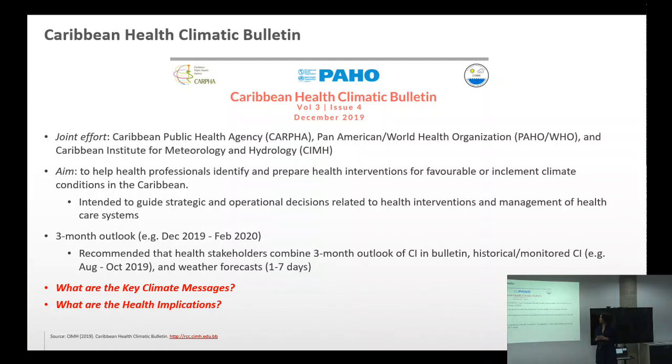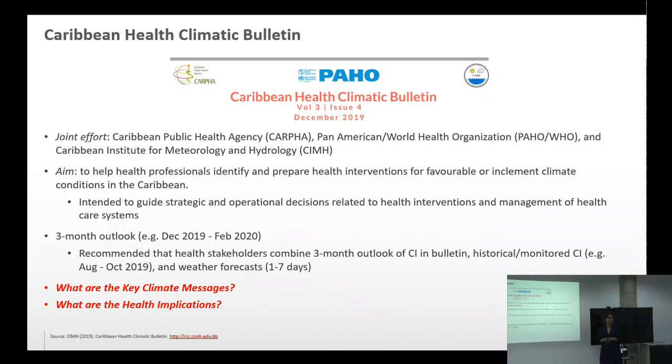That's a joint effort of the Caribbean Public Health Agency, the Pan American Health Organization, so PAHO, and the Caribbean Institute for Meteorology and Hydrology. And it aims to bring people information to make better decisions about particular climate conditions within the Caribbean. So it's intended to guide strategic and operational decisions related to health interventions. So this is an example of a 3-month outlook.